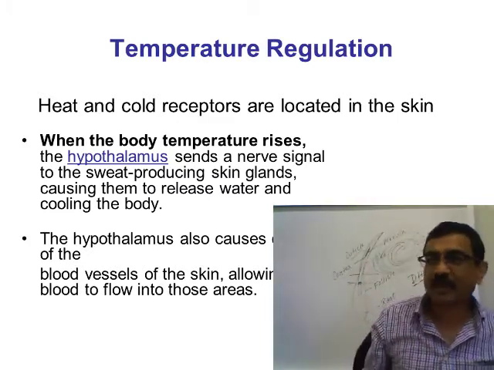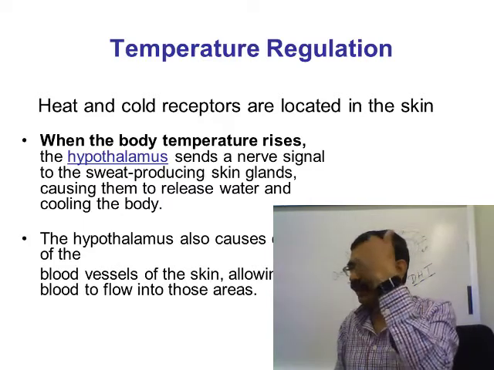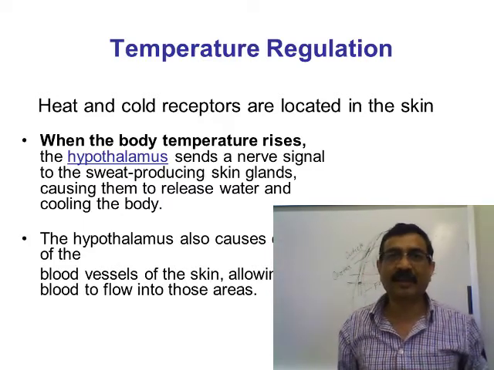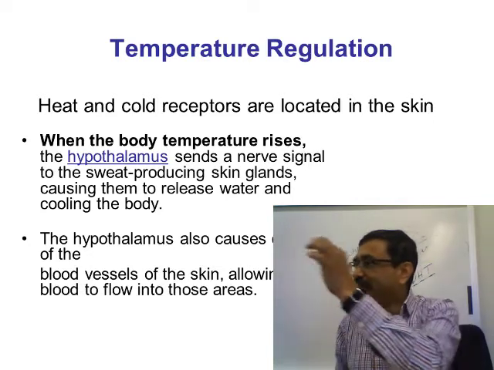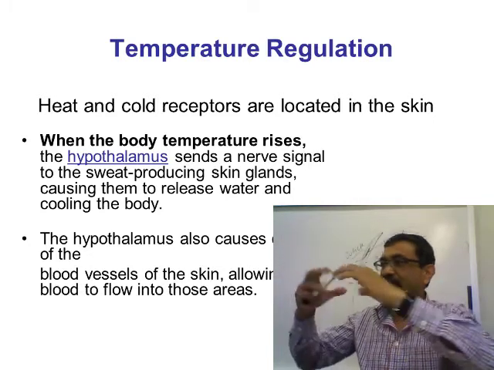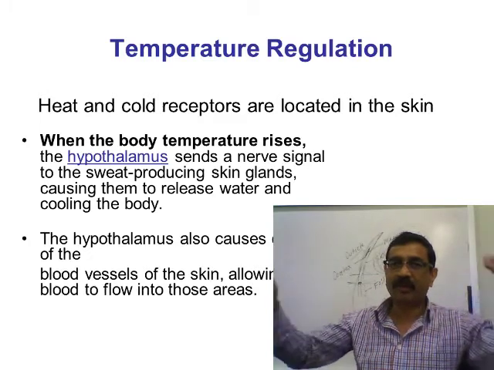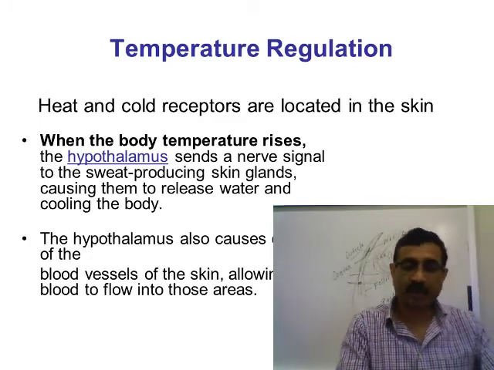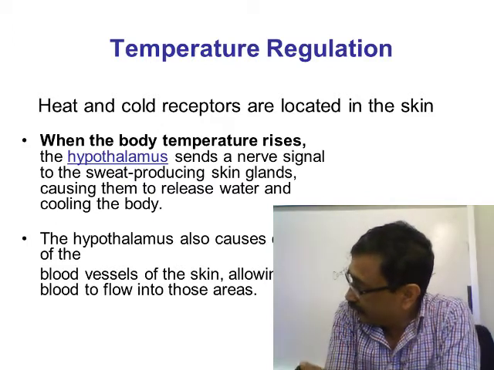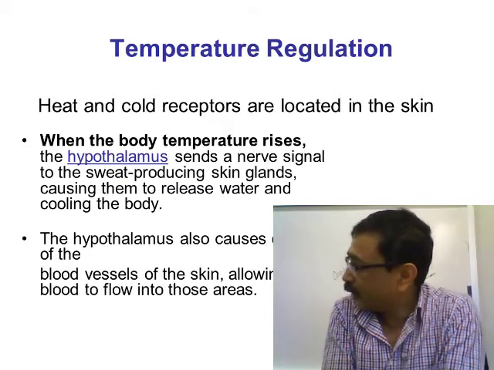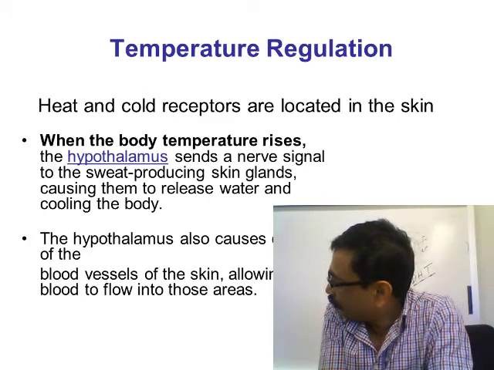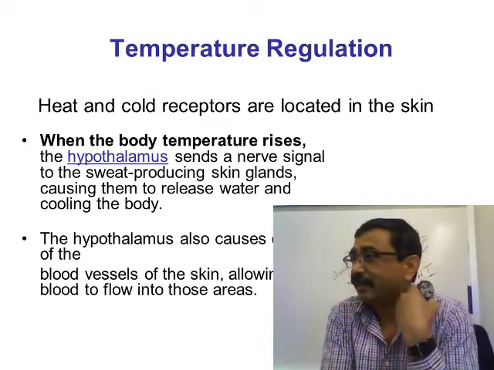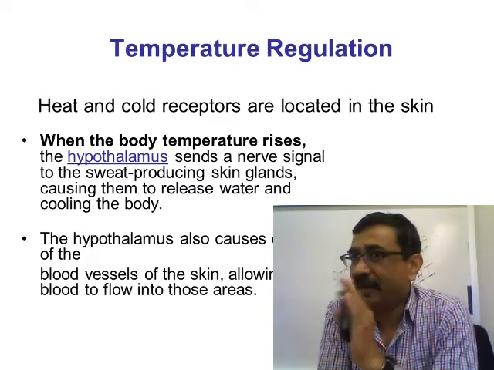So the hypothalamus tells the sweat gland to secrete the sweat and how much sweating should occur, right? The hypothalamus sends a signal to the blood vessels to dilate, so more blood will flow in the skin. So it is a very important structure in the brain that is responsible for the regulation of body temperature. That is the hypothalamus. It tells the sweat gland to sweat, and tells the blood vessels to dilate.